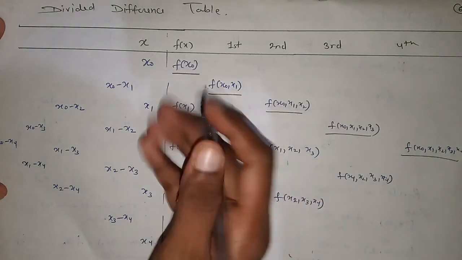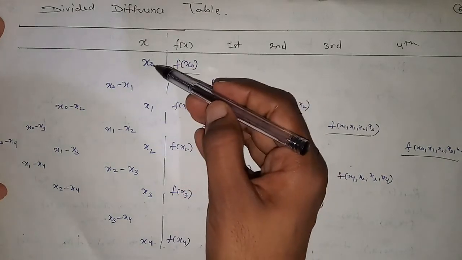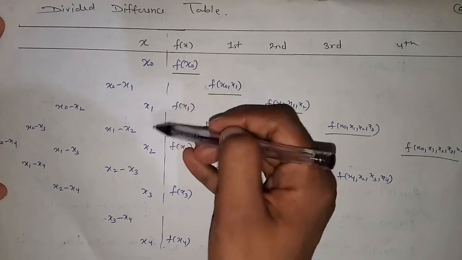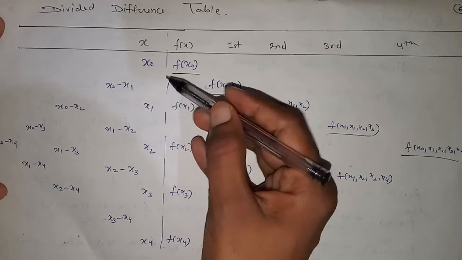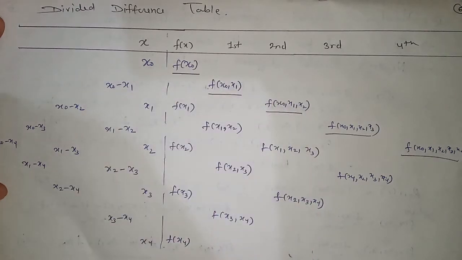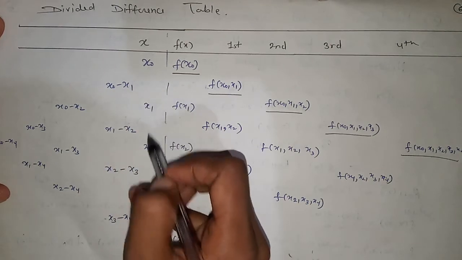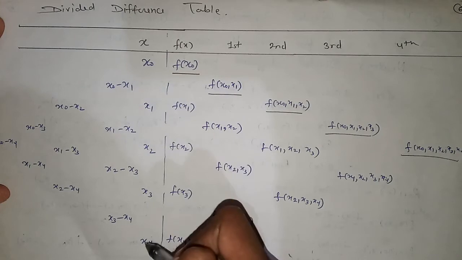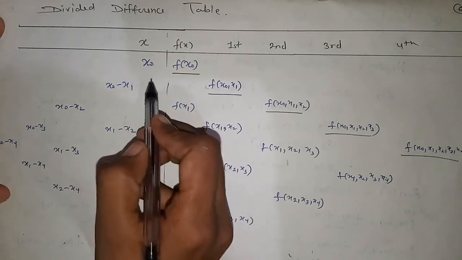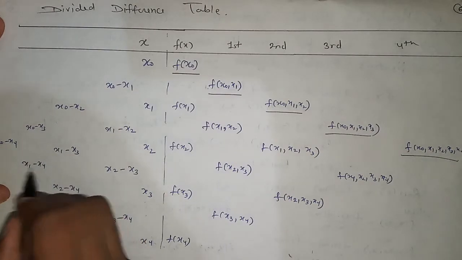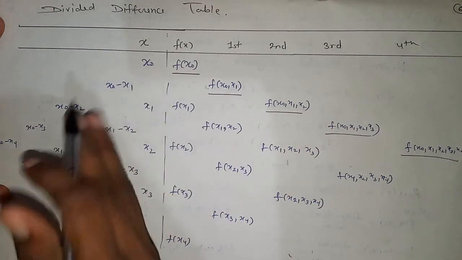And here on the left hand side we are writing values of x0, x1, x2, x3 and x4, and we are finding the difference of these, which we will use in the formula in the denominator. So we have to find x0 minus x1, x1 minus x2, x2 minus x3, x3 minus x4. It is easy to do the calculation over here instead of doing it separately. So we have formed this table.